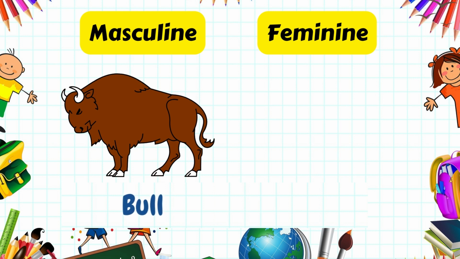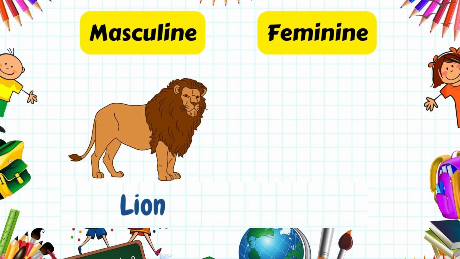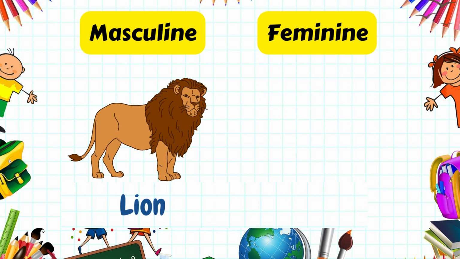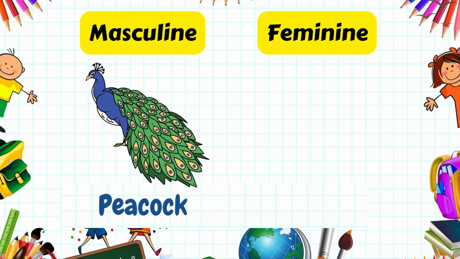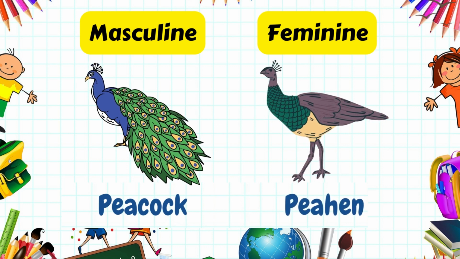Bull is masculine. Its feminine is cow. Lion is masculine and its feminine is lioness. Lion, lioness. Peacock is masculine and peahen is feminine.